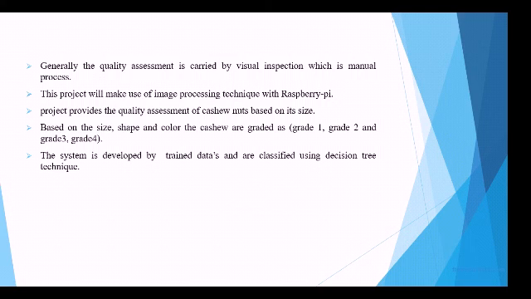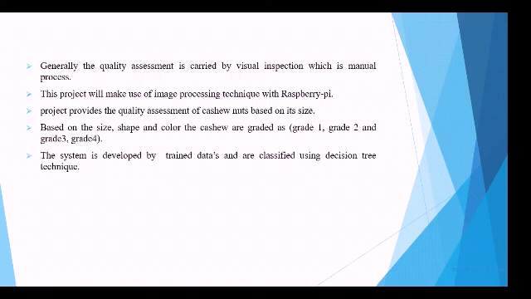Basically, the quality of the food that we are consuming is important. As people have become educated, their demands for quality of grains are increasing. There is also the possibility of adulteration of food grains by traders. Generally, the quality assessment is carried out by visual inspection, which is manual processing. This project will make use of image processing techniques using Raspberry Pi and a Raspberry Pi camera.